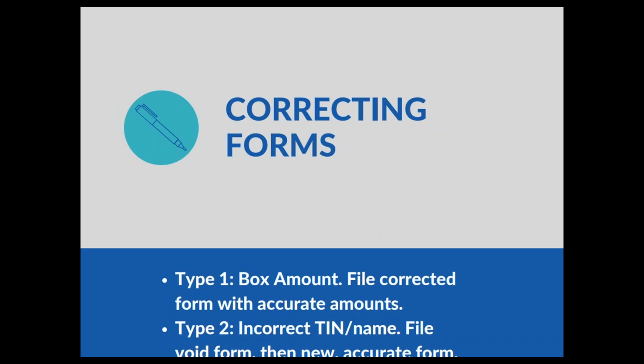The second type is if they had an incorrect TIN or name, and that is a more complicated process. You've got to void the original form out with the incorrect data, and then you've got to go in and do a new form, not a corrected form, but a new form, so that you can send it with the right name and TIN. And we have detailed instructions on doing each one of these tasks in Tax 1099 in our support menu.